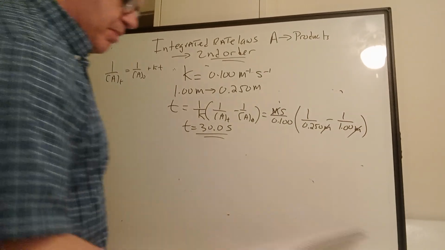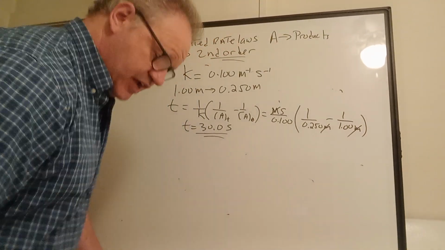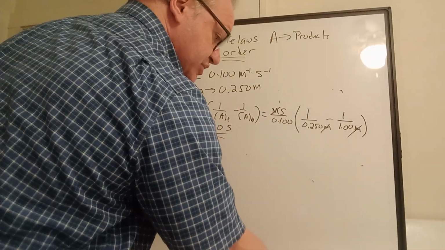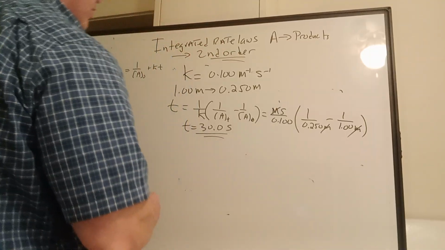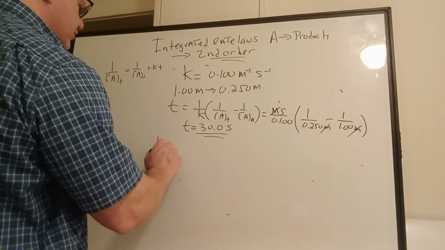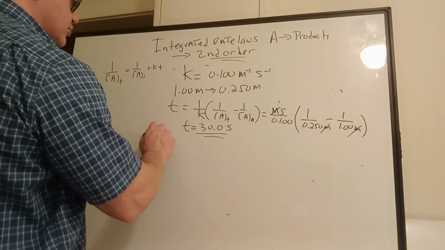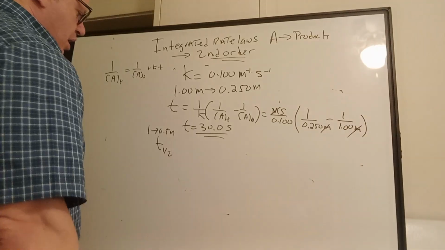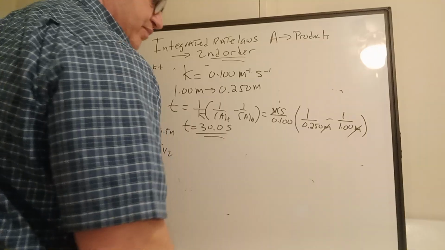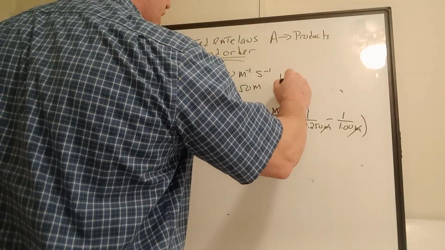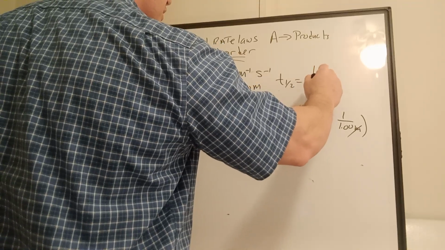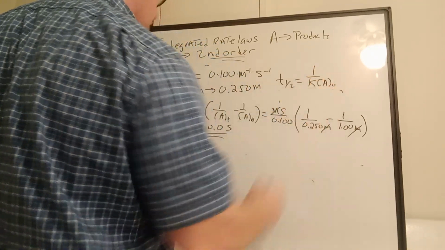Let's do this by successive half-lives. I think the way I did it initially is easier. So let's go from 1 to 0.5. We'll call that T 1/2. So we're going from the 1 molar to a 0.5 molar solution. Let's do that out, using our half-life formula of T 1/2 is equal to 1 over K times A naught.